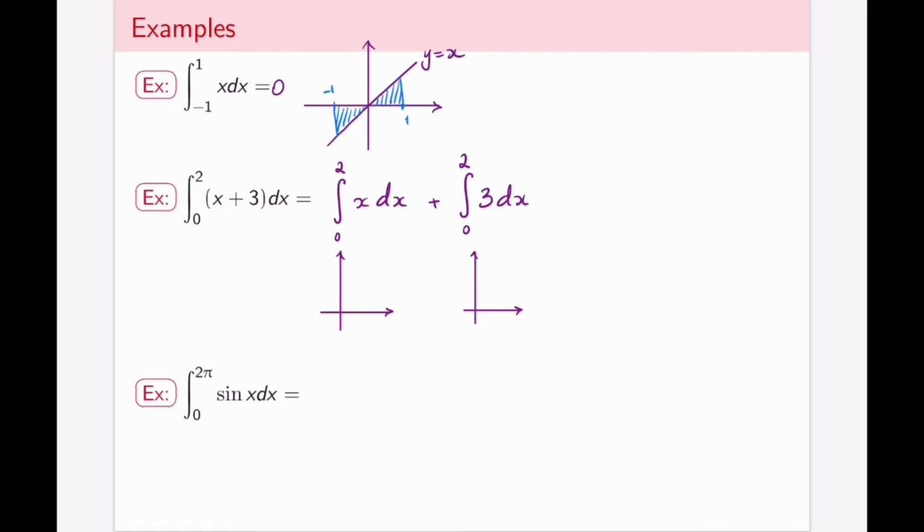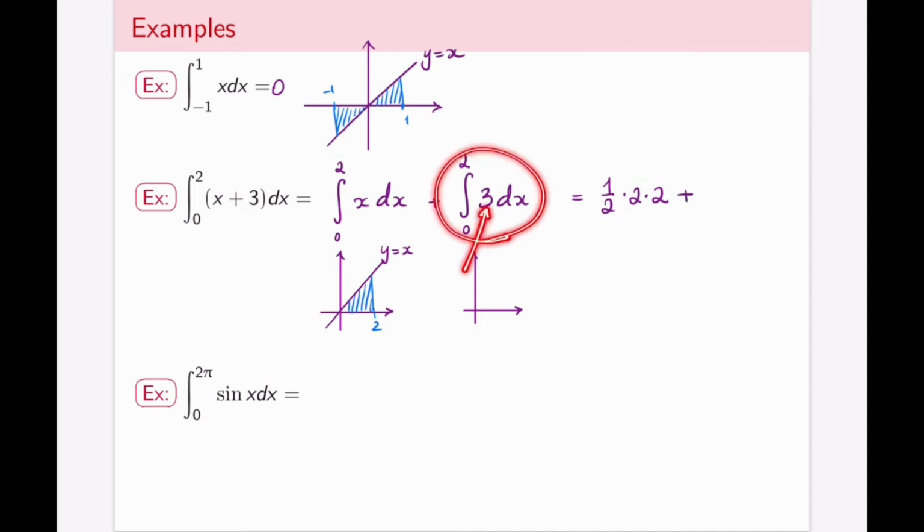So y equals x here. There we go. That's my graph y equals x. And I'm interested in the area between 0 and 2. So this area right here. Now this is just a triangle of base 2 and height 2. So overall, this is going to be half of base times height plus whatever this integral yields.